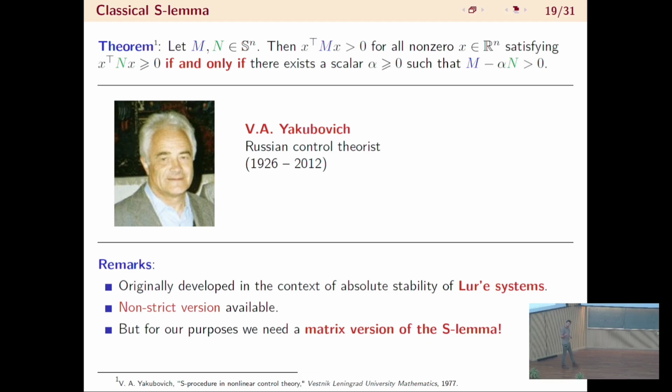But for our purposes, what we actually need is a matrix version of this S lemma. The reason is that in this S lemma over here, this x is just a vector in R^n. But remember before, we were multiplying these matrices M and N by matrices, identity over A transpose, B transpose. So then it's not enough to study vectors over here, but we need this matrix version.